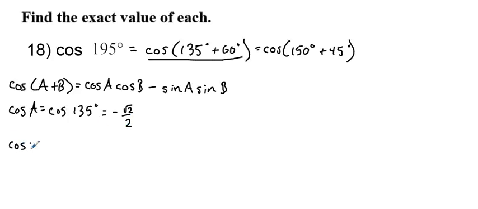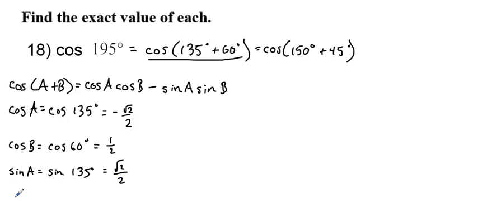So let's go ahead and put negative radical 2 over 2. Next up, cosine B, which is the cosine of 60 degrees. And from our unit circle, we know that is 1/2. Next up, sine of A, which is the sine of 135. We just said that is positive radical 2 over 2. And finally, the sine of 60 degrees, which I kind of went backwards there a little bit, the sine of B, so that will be positive radical 3 over 2. Okay, so we are ready to plug in.